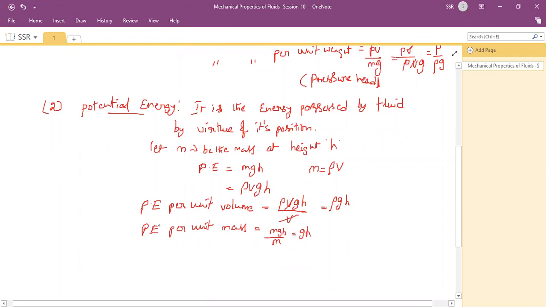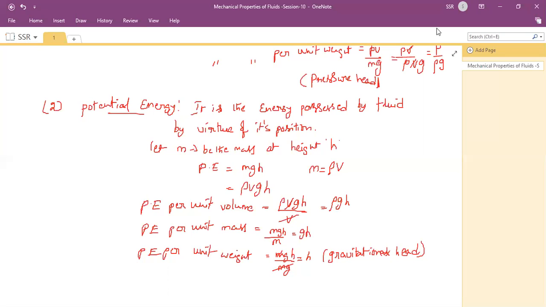Then potential energy per unit weight is equal to mgh by weight mg. Then mg cancels, that is equal to h. This is the potential energy per unit weight of fluid or liquid. What is this h called? Potential energy per unit weight is named gravitational head. Previously we defined pressure head. Now it is gravitational head. Are you able to follow? Yes. Okay. So this is about the second energy called potential energy.